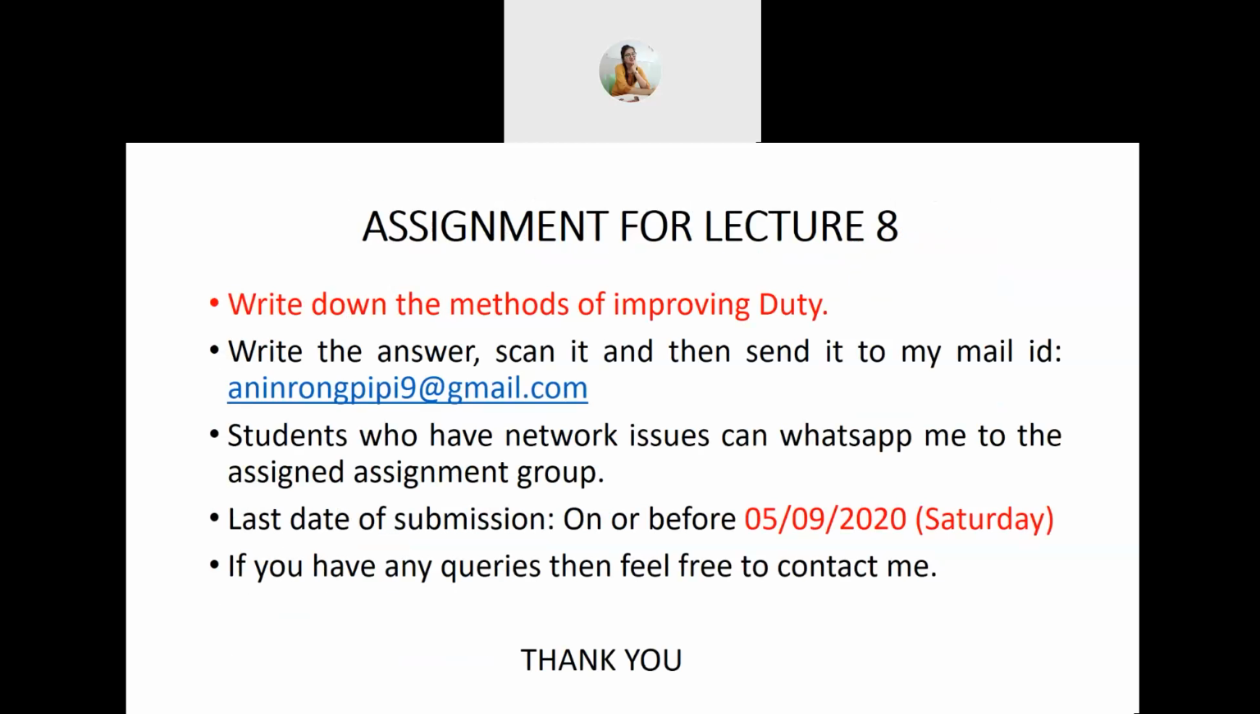Okay, so the last date of submission is on or before 5th September, which is Saturday. And if anyone has any issues regarding mail, or if they have sent me mails and it has shown fail, it's your duty to inform me before the date of submission, not after. I hope I have made myself clear. If you have any doubts or queries, feel free to contact me.